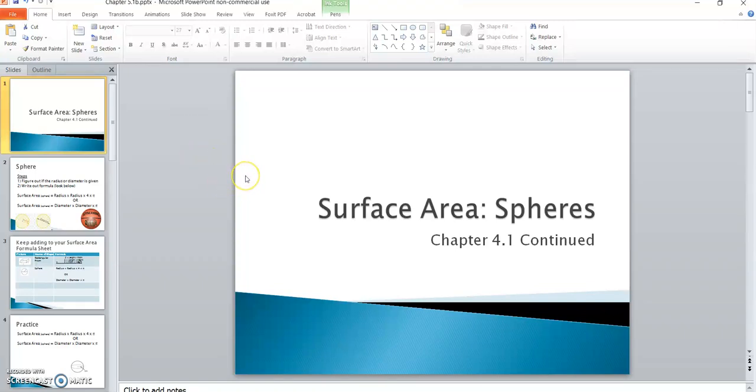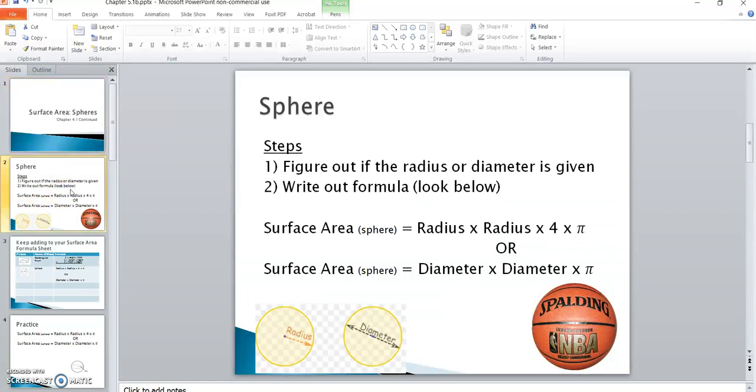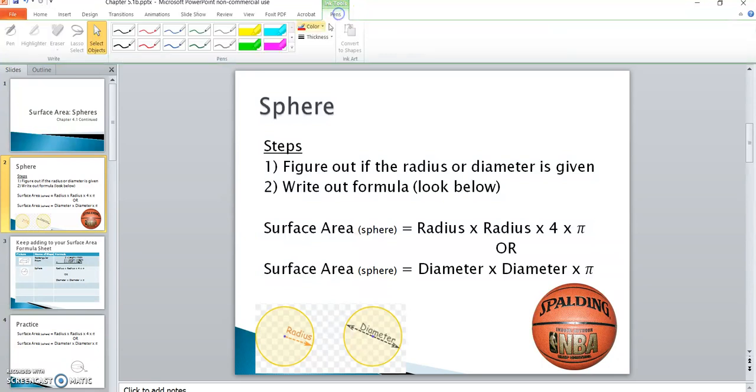Alright, so this video is a continuation of chapter 4.1, where we're looking at surface area again, but in spheres. So a sphere is something you may or may not have heard before, but you've certainly seen one. A sphere is like a ball. It's like a three-dimensional ball. And so that could be a ball or the earth, or there's just plenty of different options out there.